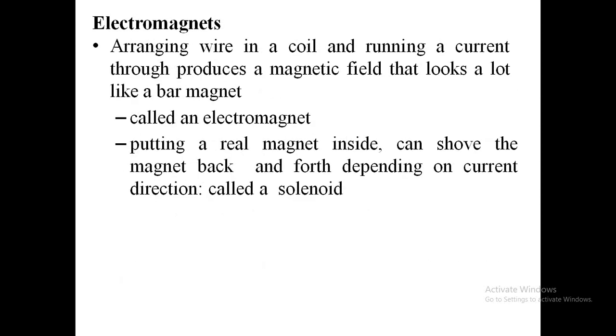Electromagnets. Arranging wire in a coil and running a current through it produces a magnetic field that looks like a bar magnet. This is considered to be an electromagnet. Putting a real magnet inside can move the magnet back and forth depending on the current direction, which is called a solenoid.